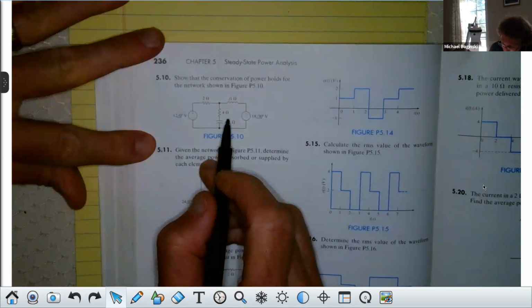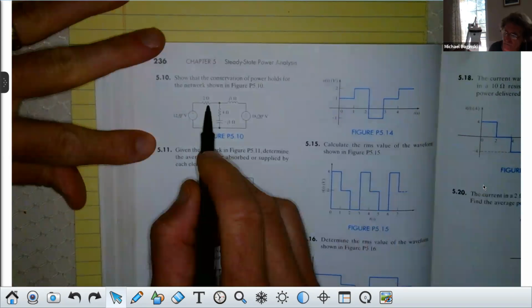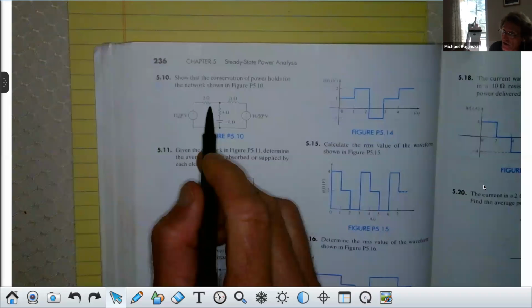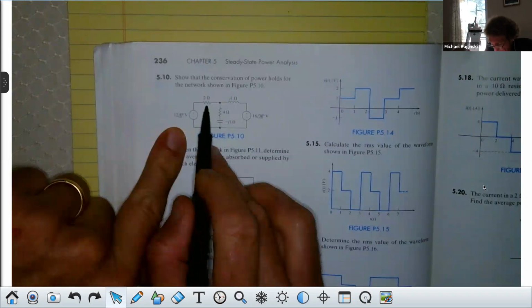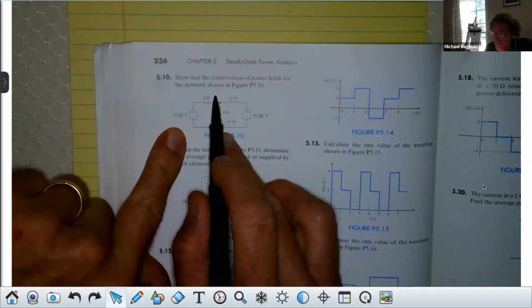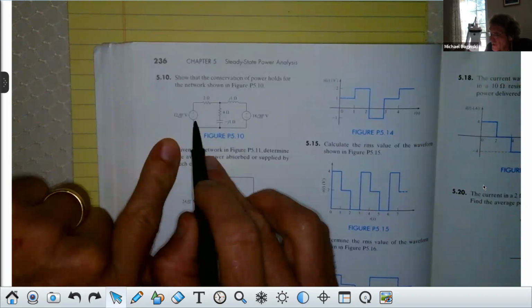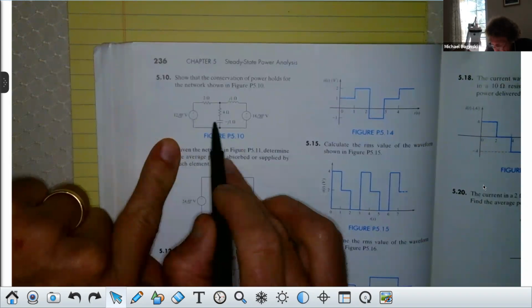You can never transform that element and then calculate the current through it and use that current. You got me? You just can't use a source transform to calculate that current. In other words, that stays alone. However, if I wanted this current, I could do a source transform there. Y'all hear me? If I wanted this current.